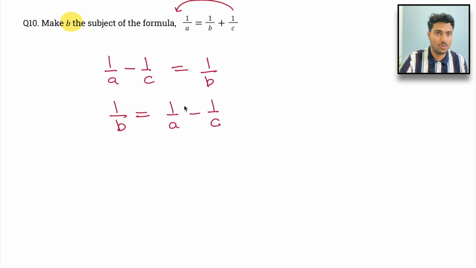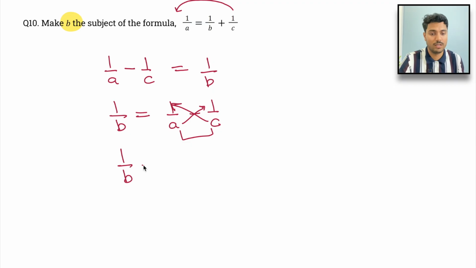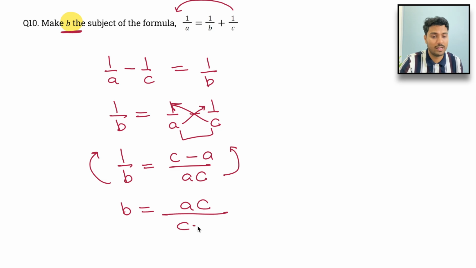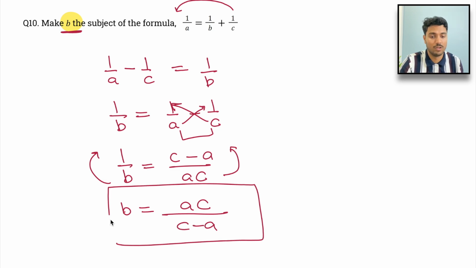So first what we can do, we can solve the fraction here. So this will go here, a will go here, and a will multiply with c. So we can write 1 upon b is equals to c minus a upon ac. Now we have 1 upon b as the subject of the equation, but we have to make b the subject of the equation. So here there's a simple trick. You just flip the fraction both sides, which is mathematically possible, and then you can write b is equals to ac upon c minus a, and this will be your final answer.